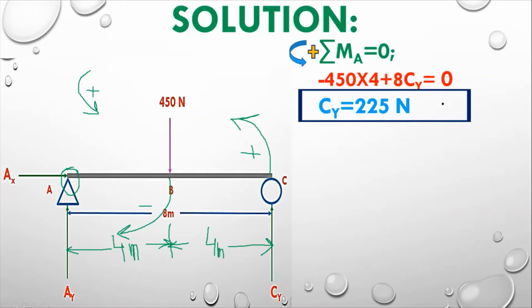Now we are going to sum up the vertical forces, and how many vertical forces are there? It is clear to you that AY is positive, CY is positive, and minus 450, so the sum is equal to 0.